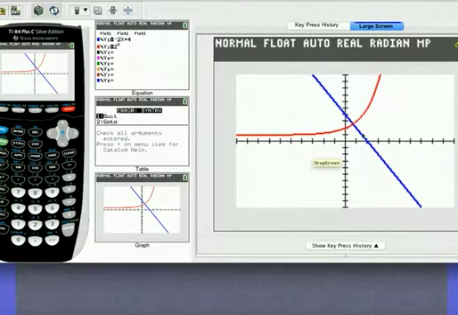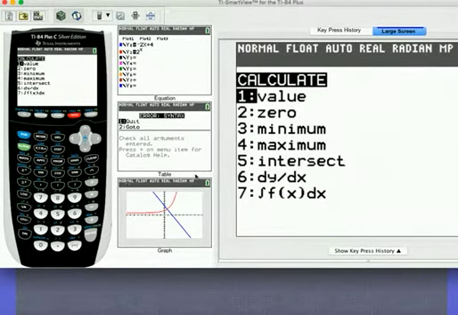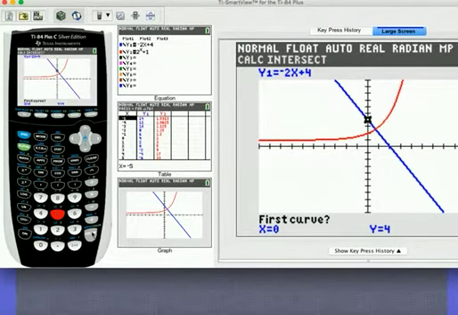So what we're looking for anytime that we do a system is the place where the two graphs are going to intersect. So we're looking for the intersection right here. So to get that, we would do second trace, and then we would do the intersect option, which is number 5, and then we would hit enter, enter, enter.